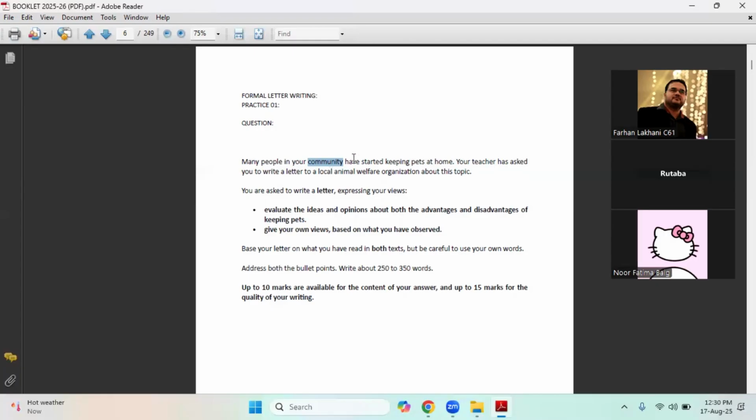Have started keeping pets at home. Started keeping pets. They have started it. They are not going to start. They are not thinking of starting. They have started it already. So this will really help you. If you have tense, you need to work on tenses according to the question. The question will state that they've already done it, they are going to do it, they are thinking about it, they are doing it, or they had done it somewhere in the past, right? So you need to figure it out. So we have figured it out here, they've already started.